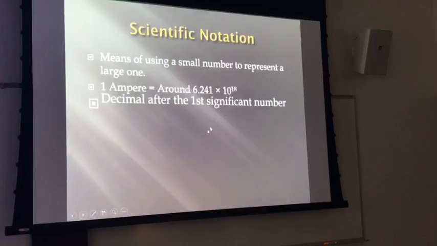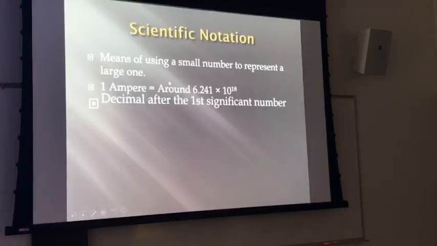Scientific notation is just a means of using a relatively small number to represent a very large number. So an amp is 6.241 times 10 to the 18th power electrons. That is a massively cumbersome number to have to draw out. Even though that's still a lot of numbers, compared to drawing out 18 zeros, that's really pretty insignificant, right?